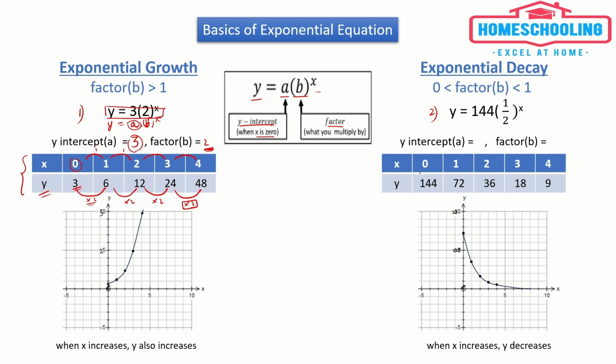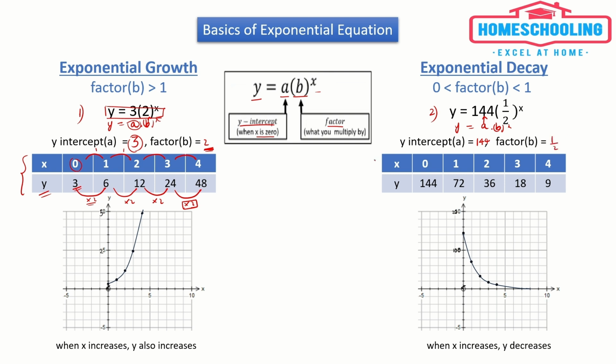Now let's take another example here. The equation is y equals 144 times half to the power x. What is going to be our y-intercept? y is a times b to the power x, so a is 144, and factor b is half.